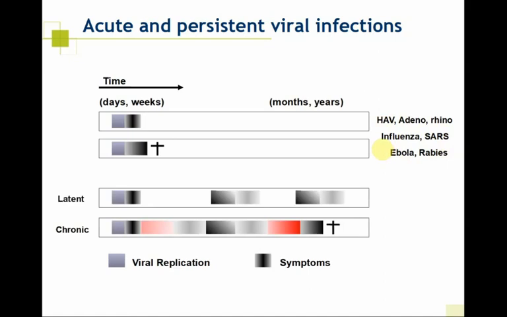And as well as that, you have viruses that cause persistent infections. And persistent infections, there are really two types. So you have latent infections. For latent infections, you have a primary infection. The virus replicates, you get ill, and then you get better. But in fact, the virus is somewhere in your body in a latent state. Perhaps integrated into your genome, perhaps not.